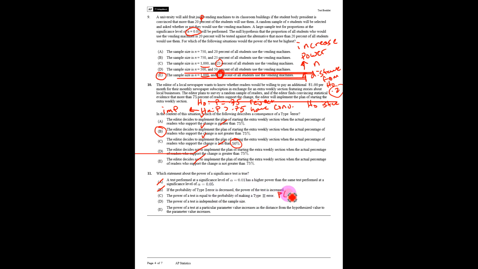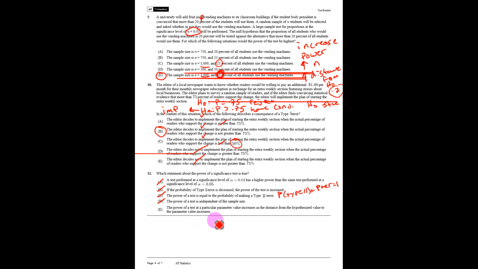Power of the test is equal to the probability of making a type 2 error. No. The probability of type 2 error plus power equals 1, so they're not necessarily equal. Power of the test is independent of the sample size. No, if we increase the sample size, we increase the power.